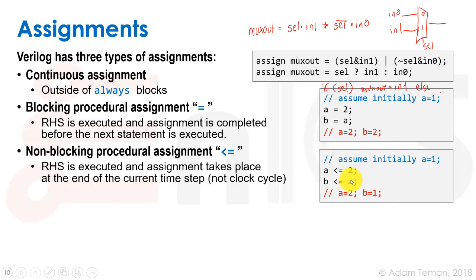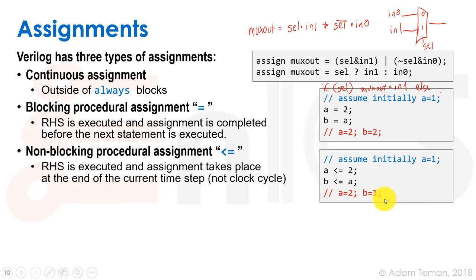But A is what it was at the beginning of the current time step. At the beginning of the current time step, it was 1. So at the end of the current time step, when A is updated and B is updated, A is updated to 2, but B is updated to what A was initially, which is 1. So A equals 2, B equals 1. So you see we have pretty much the same code, but the output is very different.